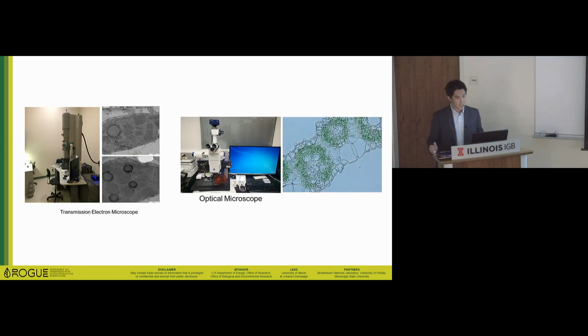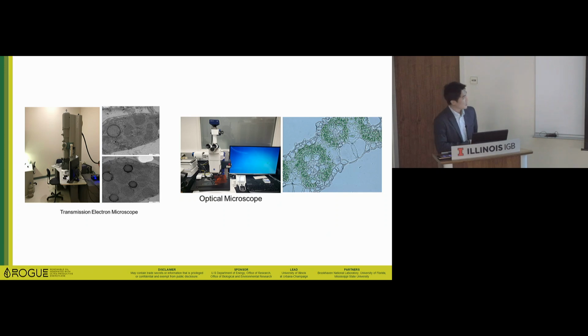So I tried diverse microscopes, but the traditional microscope analysis is all based on two-dimensional analysis. Chloroplasts are all three-dimensional objects, so two-dimensional analysis can result in biased information. Also, I took a picture at the Beckman Center using a TEM, a transmission electron microscope, and a regular optical microscope.